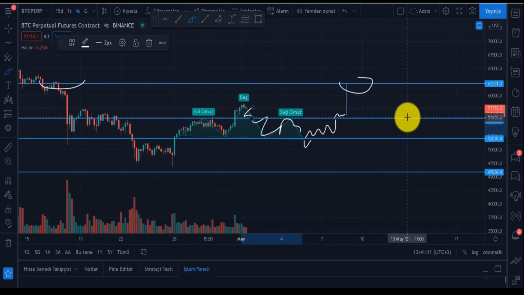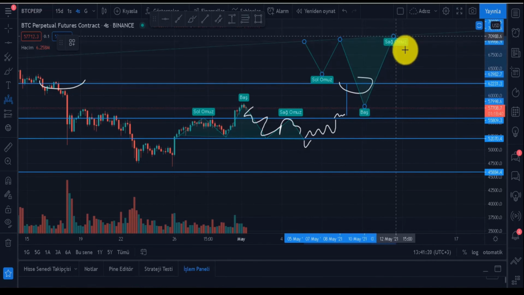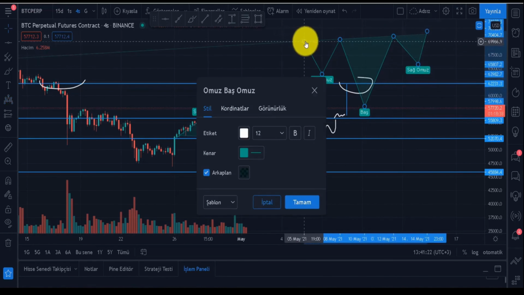Thank you all. In the next video, we will talk about the inverse head and shoulders. This is actually a formation, friends. We have a very nice formation like this. Let's talk about these as well.